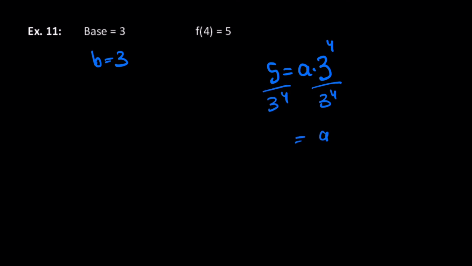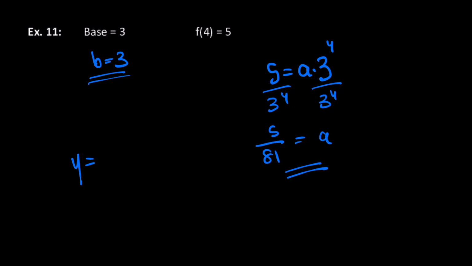Again, this would be calculator inactive. We should know our power families. 3 to the 4th is 81, so a is 5/81. We would obviously leave it as a fraction. So now I know my a value, I know my b value, and I can write this equation: y equals a, 5/81, times b, 3 to the x.